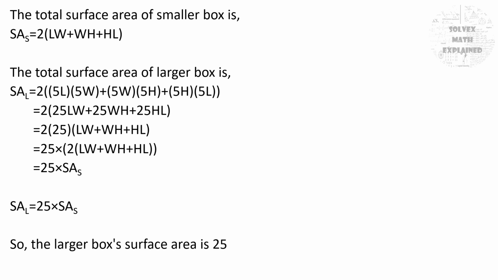We know that 2 times (LW plus WH plus HL) is nothing but the surface area of the smaller box. So, SAL becomes 25 times SAS. From this, we can conclude that the larger box's surface area is 25 times the smaller box's surface area. Now we can solve part B.